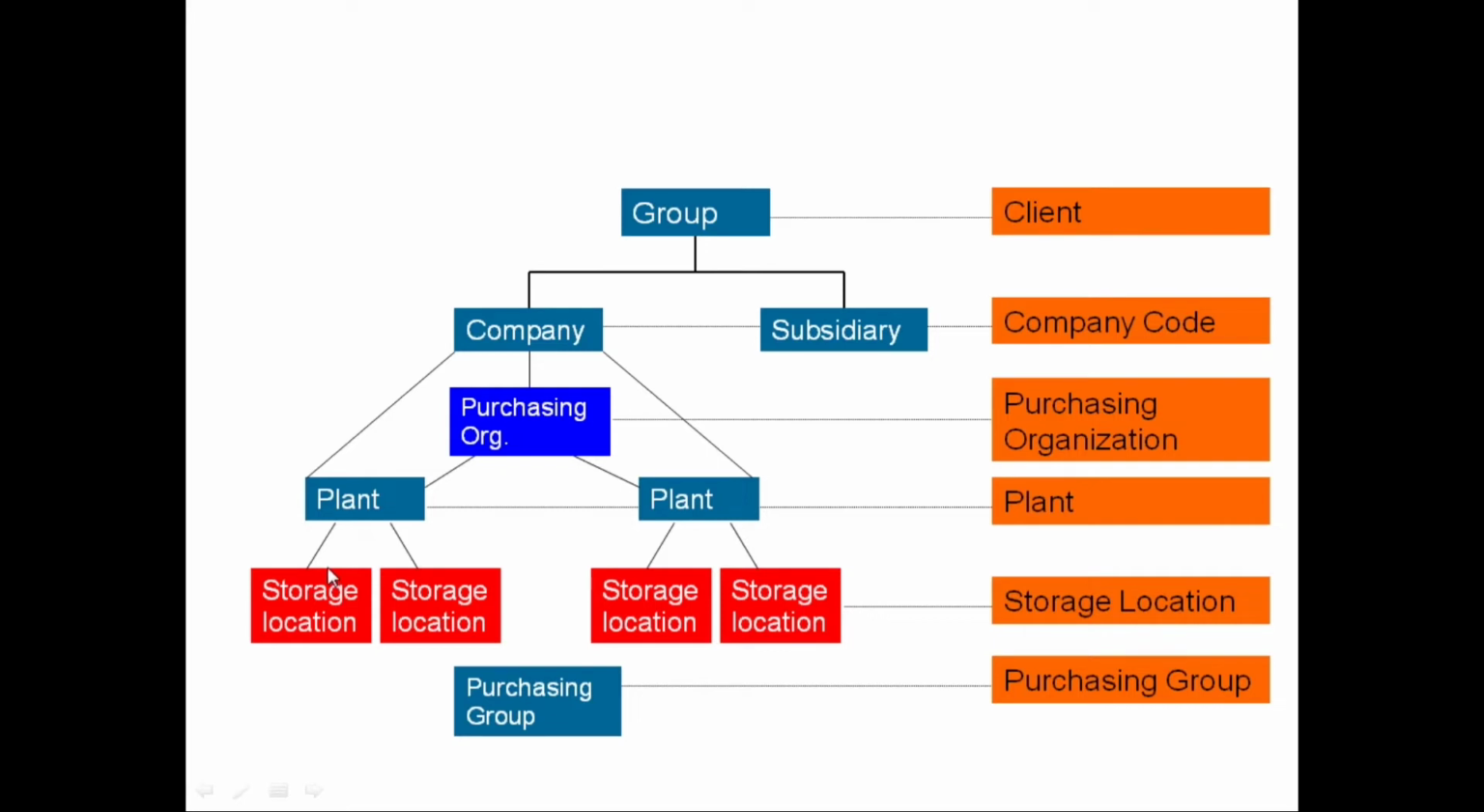Maybe in one storage location you will have all your raw materials, and in another storage location you will have your finished goods. Or, let's say you're a car manufacturer, then you will store all your tires in one storage location, all your engines in another storage location, maybe paint like that. You can have multiple locations in a plant where you store certain products.